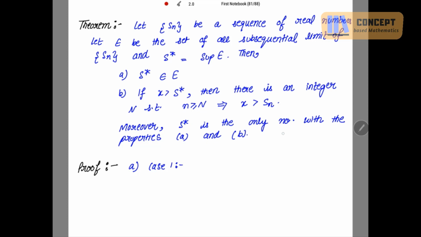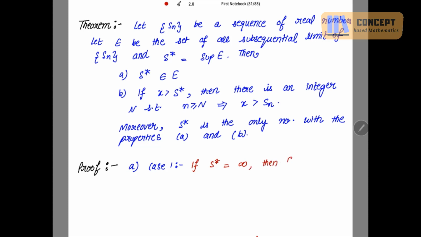Moreover, S star is the only number with the properties A and B. We have to prove the uniqueness also. So the first case, we have to prove that this S star belongs to E. Let's prove this. Suppose in case 1 that S star is equal to infinity. Now what does this mean?